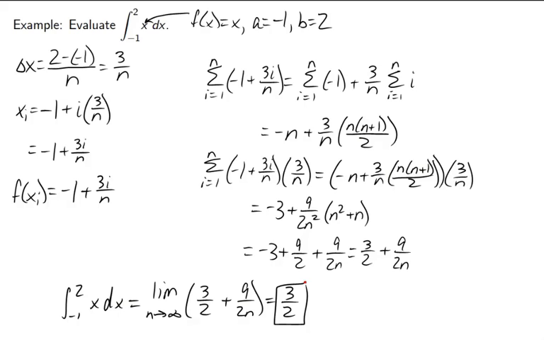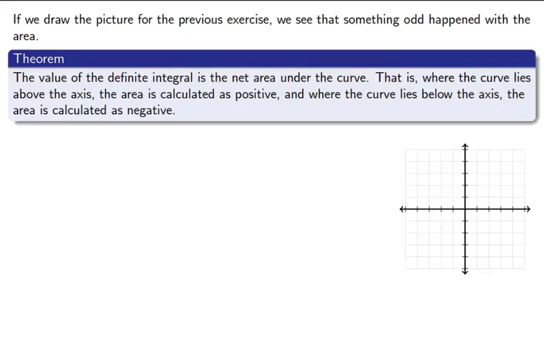Let's see if we can figure out what in the world happened here. We got a number, but what does this number represent? We might be thinking of area. The problem that we just did was the integral from negative 1 to 2 of x dx. Let's actually draw what we had here. We went from negative 1 to 2, and our answer turned out to be 3 halves.